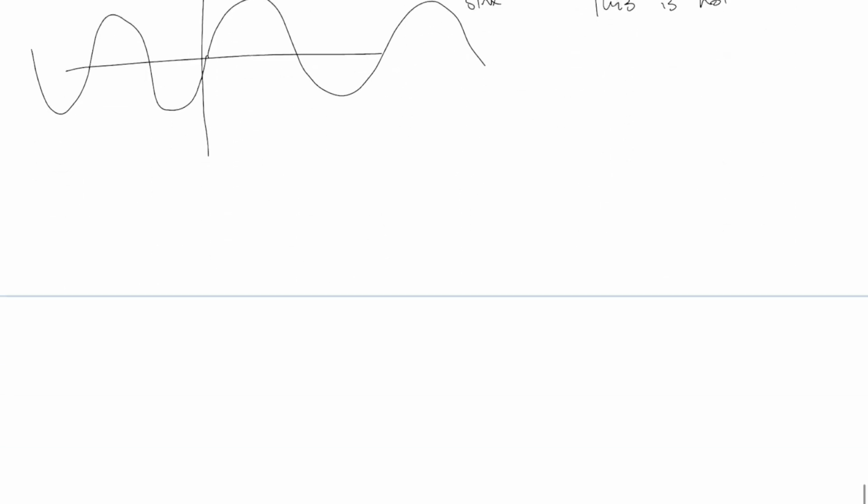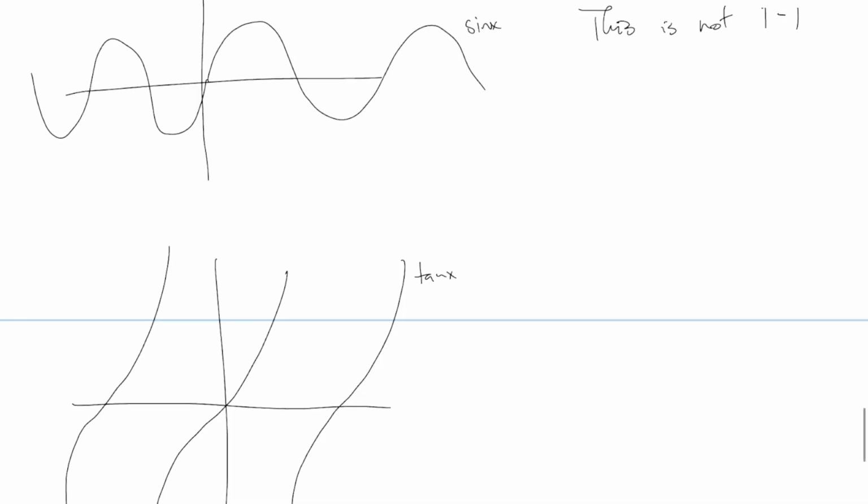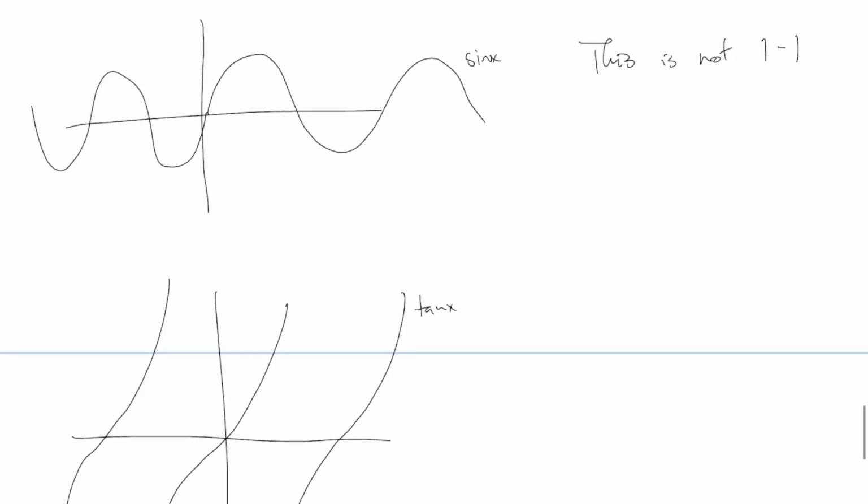And tan, I hope everybody remembers, the graph of tan looks something like this. It has these recurring asymptotes. This is tan x. This is not one-to-one. None of them are one-to-one. Sine, cosine, and tangent, none of them are one-to-one. So technically it doesn't have an inverse. And this is what we need to talk a little bit about. Technically, it has no inverse function.